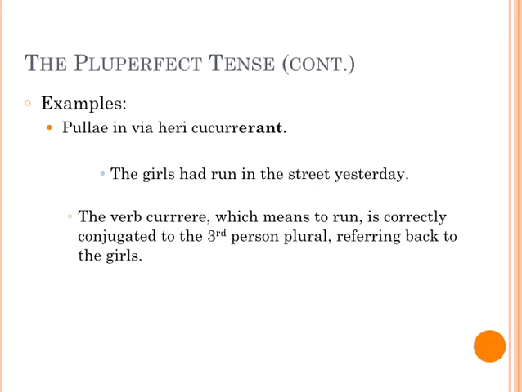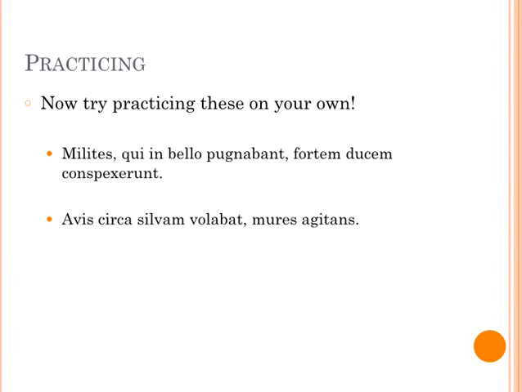Here's an example in a sentence. Puellae in via heri currerant. The girls had run in the street yesterday. The verb currere, which means to run, is correctly conjugated in the third person plural, referring back to the girls.